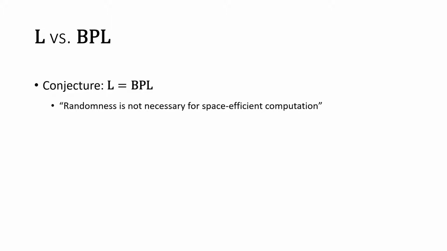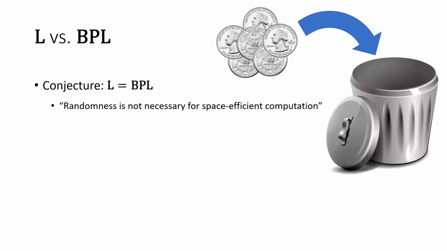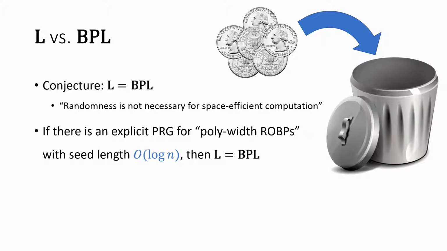For us complexity theorists, pseudorandom generators are closely connected to problems such as L versus BPL. It's conjectured that L equals BPL, meaning that randomness is not necessary for space-efficient computation. So, you can go ahead and throw all your coins in the trash can. The main approach to trying to prove L equals BPL is to design a pseudorandom generator that fools a model of computation called polynomial width read-once branching programs.